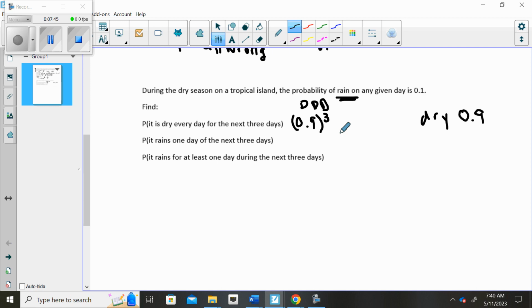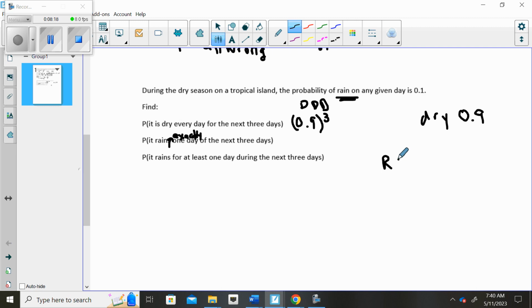Probability it rains 1 day of the next 3 days. Okay, so I want 1 day. I actually should say probably it rains exactly. I don't know if that's clear enough. Probability that it rains exactly 1 day of the next 3 days, just in case that's not perfectly clear. But it's exactly and not at least one.